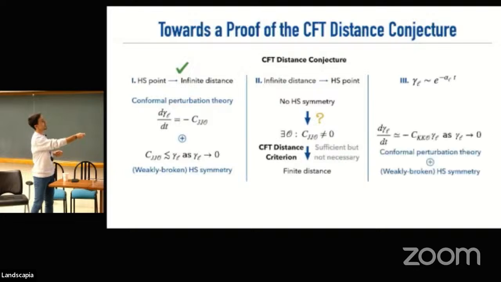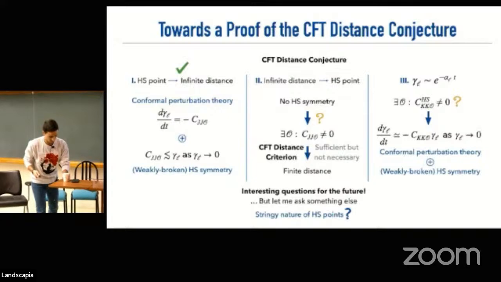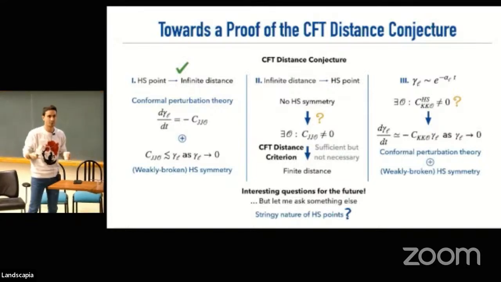For the third part, remember that the equation that we got holds as gamma L goes to zero. So if I'm able to show that there exists a trajectory such that this thing at the higher spin point, as I approach it, doesn't vanish, I am showing that it has to fall exponentially, because I just get the equation of an exponential. Again, I cannot show it to you, but it's just an interesting question for the future. These are very interesting questions because it would be amazing to prove the conjecture in the CFT.